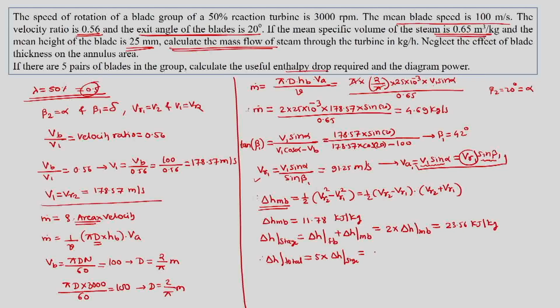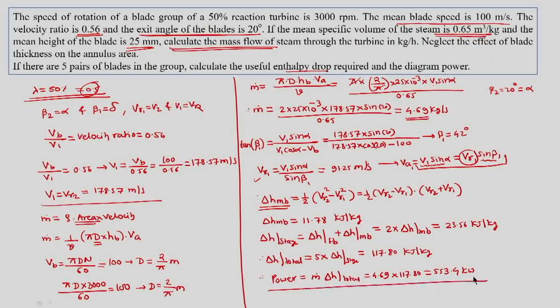So we have delta H total as 117.80 kilojoule per kg. So we have basically power developed is equal to m dot into delta H total, and we know m dot is 4.69. So 4.69 into 117.8, and this gives us 553.4 kilowatt.